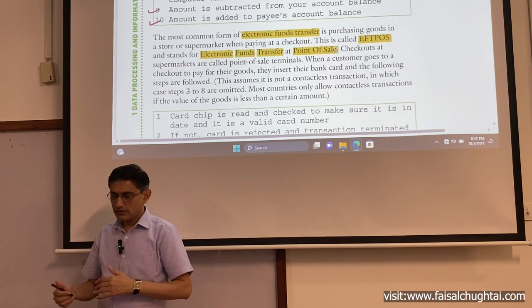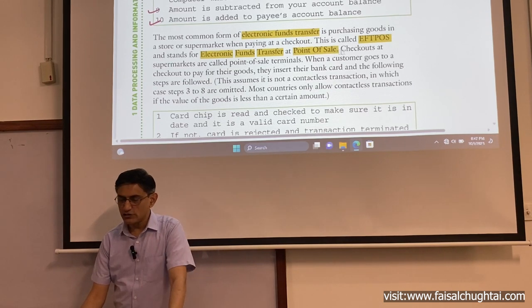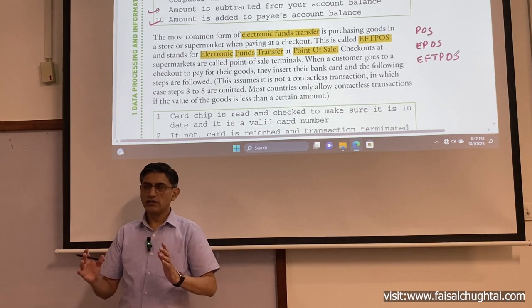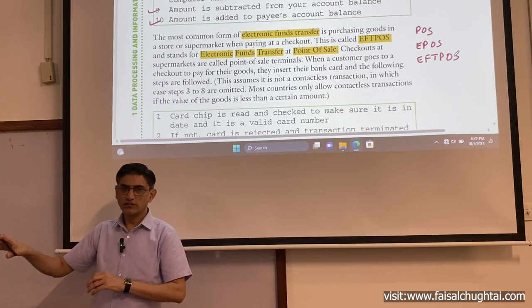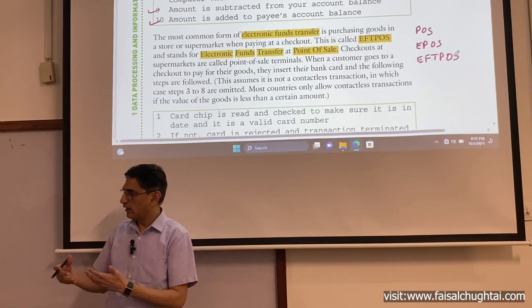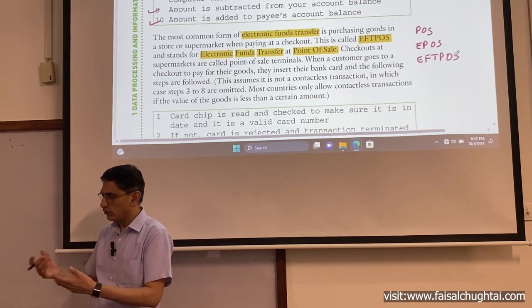There's a third type, which is known as EFTPOS. So I've actually spoken about three of them. One is POS, then you have EPOS, and then you have EFTPOS. POS, or point of sale, is simply that point or that place in the supermarket where you pay for the goods that you have purchased. It could be a manual setup. Ideally, it is usually a manual setup that is normally called a point of sale.